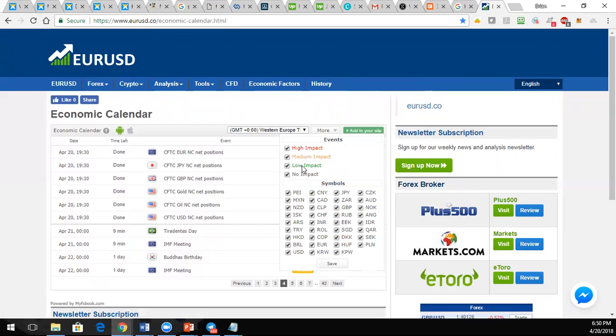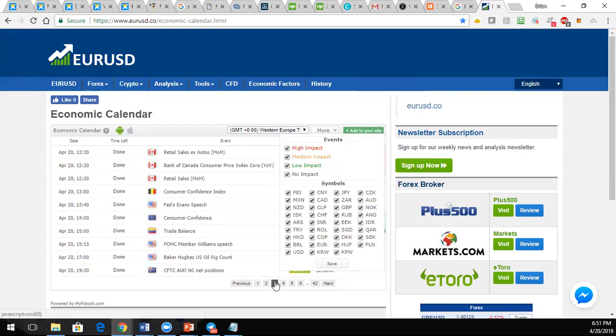Now you do have different types of news. You have news that are considered low impact. You have news that are considered medium impact. And then you have news that are considered very high impact. Whenever you're looking at news, you want to look for the red marker, the high impact news, because that means it's more likely to impact the pair that you may be trading at that particular time. That's the news you really want to look out for, because it can really move the market.